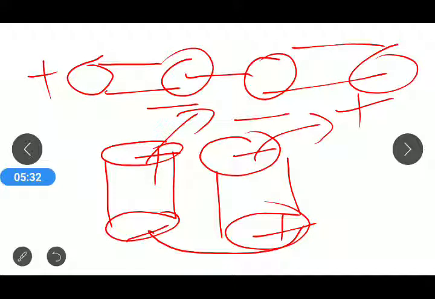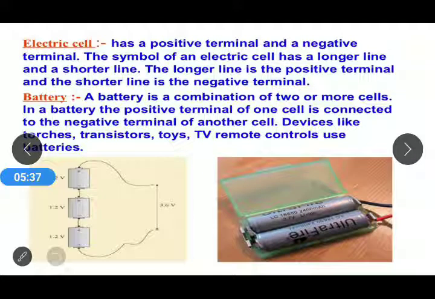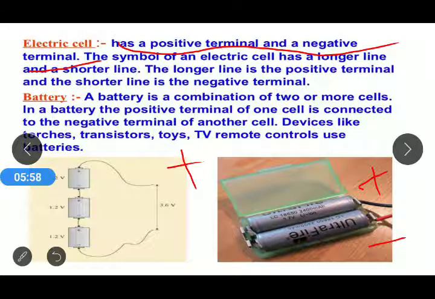So basically, cells and batteries have some differences. What are the differences? We can find out according to their definitions. What has the definition suggested to us? An electric cell has a positive and a negative terminal. In the case of the battery also we have a positive and negative terminal, like in that picture, if you have seen.